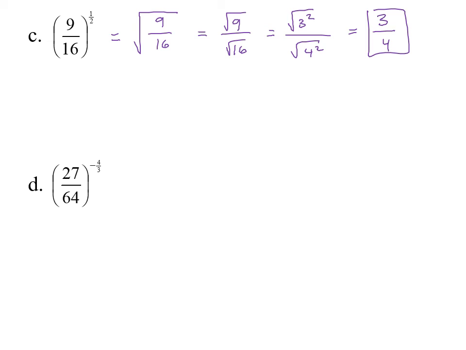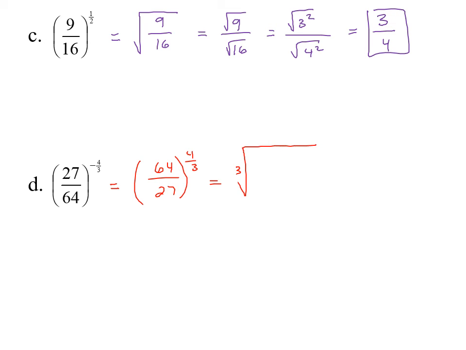Part D, kind of the same idea. We have a 4/3 power. The 3 on the bottom tells you it's a cube root. Now, we talked about negative exponents way back several chapters ago. If you have a negative exponent, then you can take your fraction and flip it over to make it a positive exponent. So that's actually what I would do first. I would rewrite this as 64 divided by 27 to the positive 4/3 power.